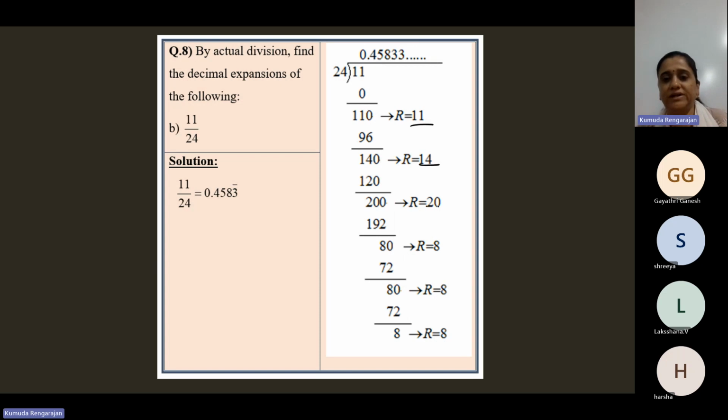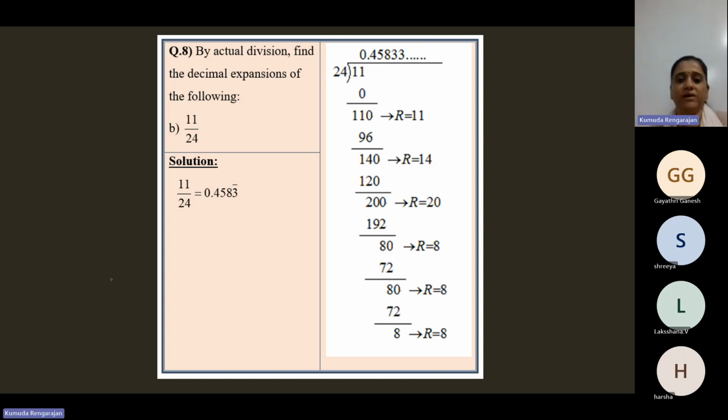11, 14, 20, different remainders. 4, 5, 8, different digits in the quotient. 8, 8, you can see 3, 3. When the remainder repeats, the digit in the quotient also will repeat. Now you will ask me, but you have one more 8, but there's no 3 here. I have not continued the division. Yeah, so you understand that?